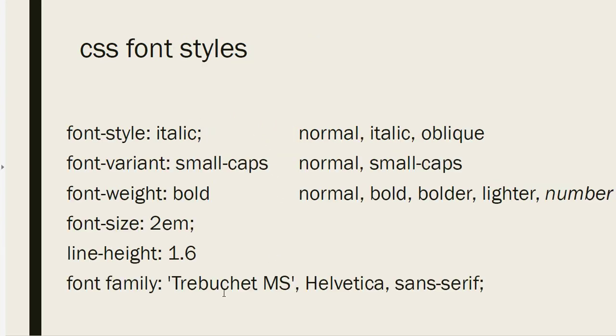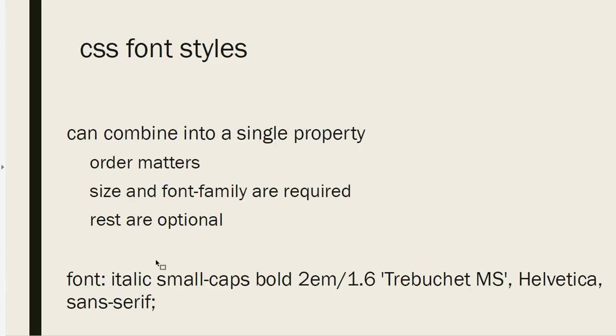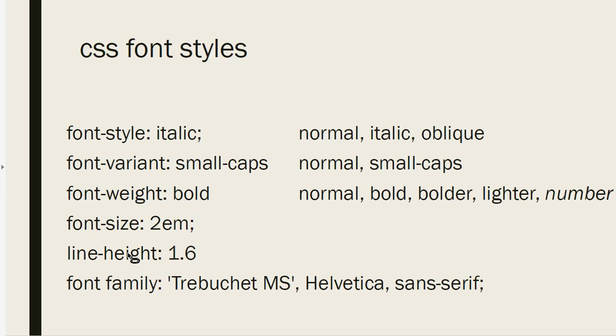We learned about a lot of different styles. So we learned about font style, font variant, font weight, and we had already done size, height, and font family. But we can combine those into a single property font and list a value for each one. The only two that are required are size and font family, but we need to put them in order. Whichever ones we use need to be in this order.